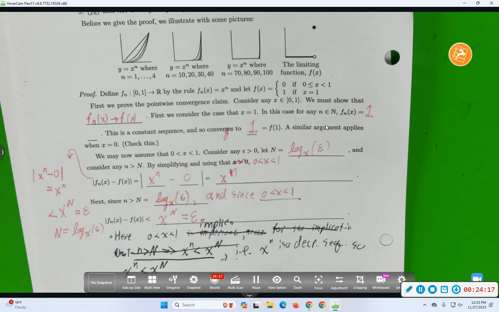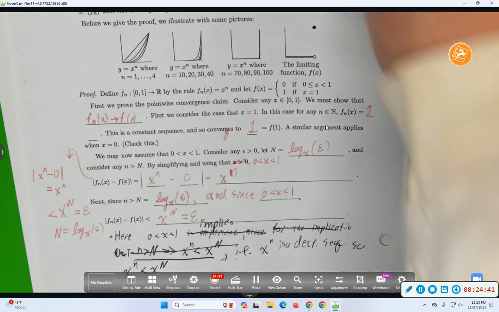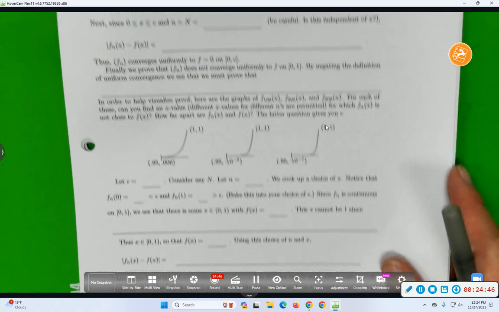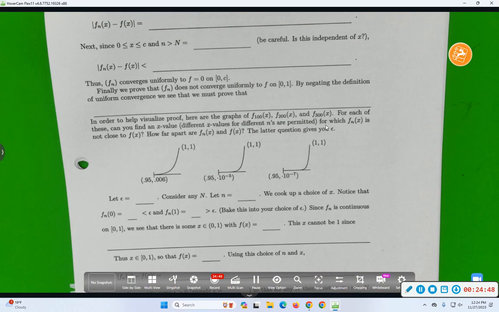Cool. Let's try to uniformize it. So let's try to come up with a version of the same proof where we say we're only going to walk between 0 and c, where c is a number that we'll pick in advance. And try to come up with a choice of big N that doesn't depend on x. Let's try to do it. Either way, we see that for all x in (0, 1), f sub n of x converges to f of x. That does the job.